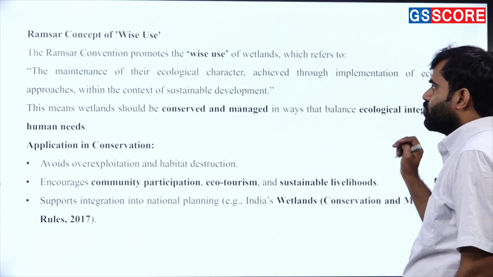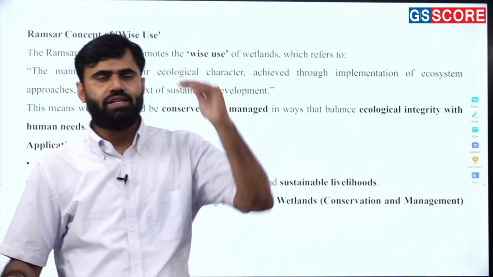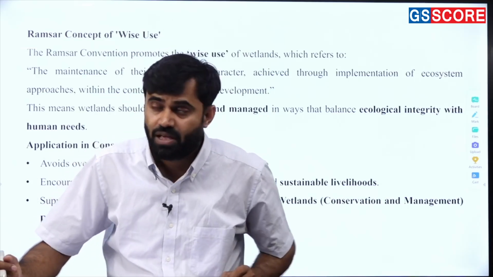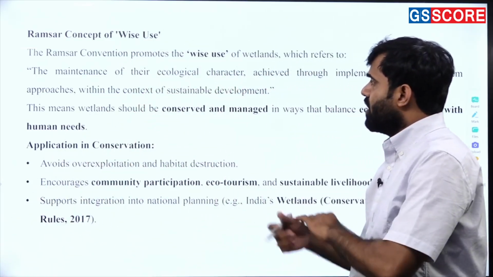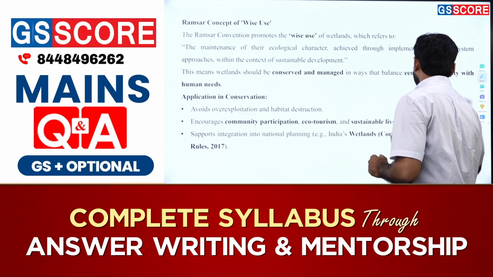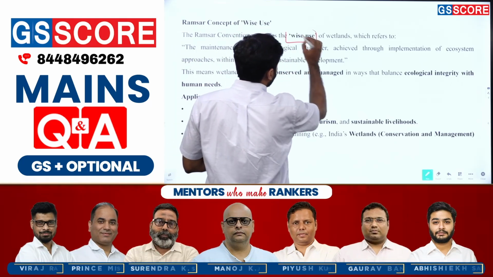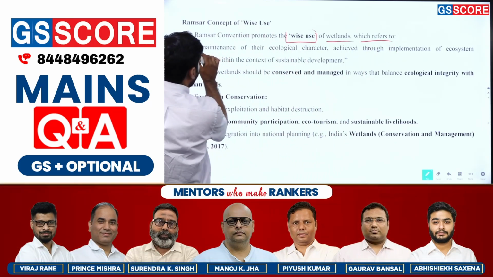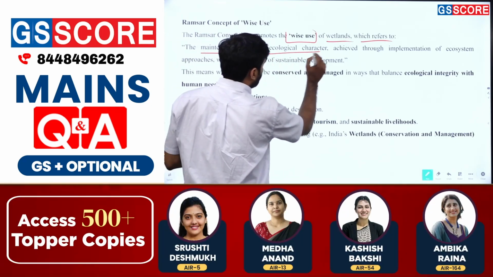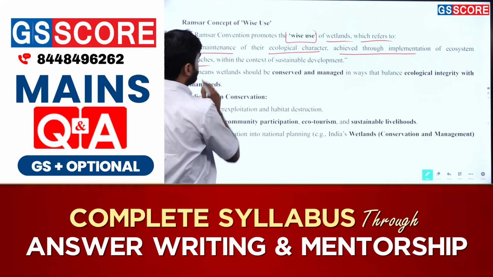Now let's move toward the main body. You know that every answer has 3 important things. The first is the introduction, the second is the main body, and the third is the conclusion. So in the main body, you will notice the Ramsar concept of wise use. Did we add it here? Let's see. The Ramsar Convention promotes wise use of wetland, which refers to maintenance. Number 1. Why maintenance? Because maintenance is very important for ecological character and is achieved through implementation of ecosystem approaches.